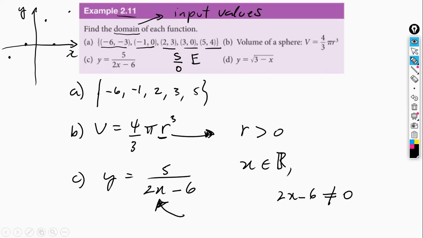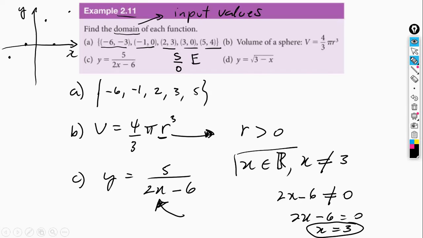So, what do we do here? And if you do the math, you're going to get that x is equal to 3. So if 3 is a value of x that makes the denominator equal to 0, that means that x cannot equal 3. So this here would be the domain. All real values except 3.